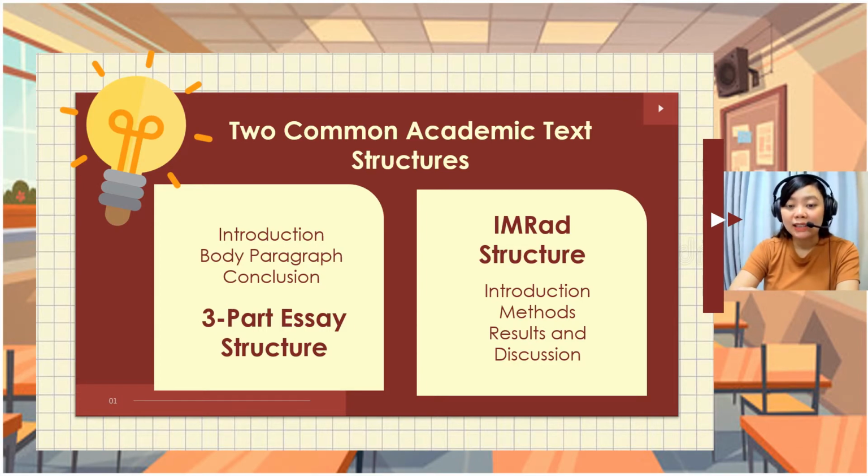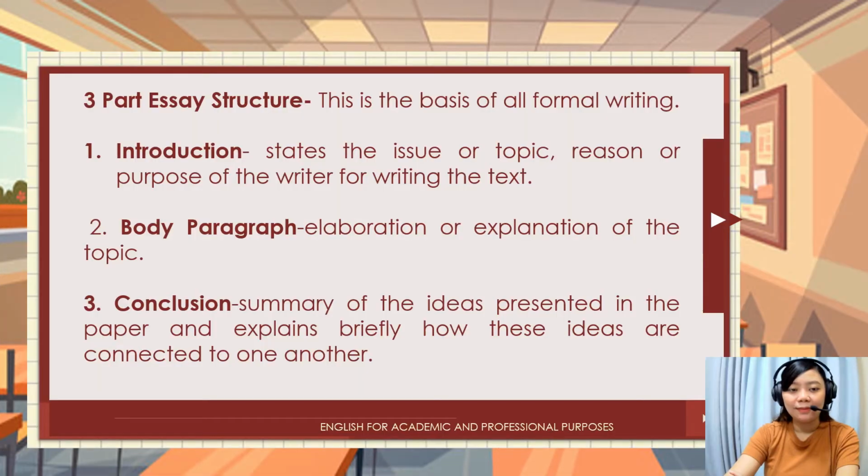Now let's proceed with the second type, which is called the IMRAD structure. It's called IMRAD because of the words introduction, methods, results, and discussion. In comparison with the 3-part essay structure, the IMRAD structure is used in technical papers and academic papers that you write for research and for lab reports and the like. So let's elaborate these 2 academic text structures. Let's proceed first with the 3-part essay structure.